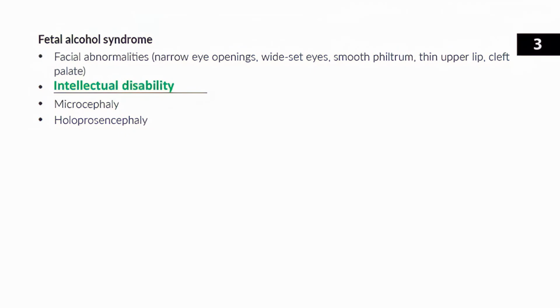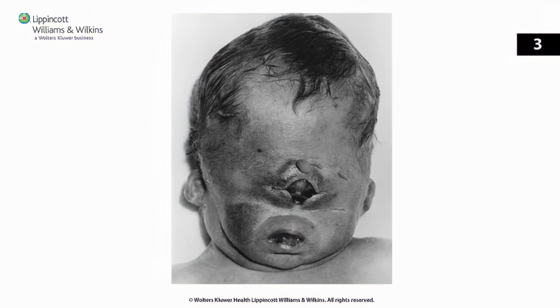You can also see something called holoprosencephaly. Holoprosencephaly is where the hemispheres of the brain fail to separate across the midline. And often it's associated with facial anomalies where the facial structures fail to separate, and you can get a single midline eye. So again, another kind of midline facial deformity.